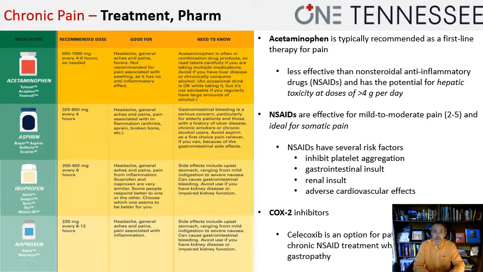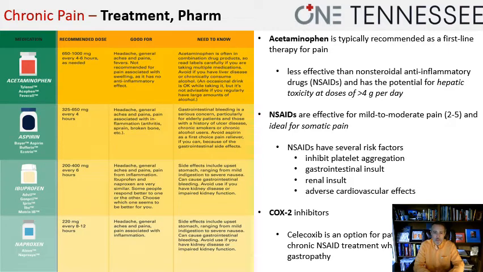It's less effective than non-steroidal anti-inflammatory drugs or NSAIDs and has the potential for liver toxicity at doses of greater than 4 grams per day. On OTC labeling, that's down to 3 grams per day because there are multiple products that our patients could take that contain acetaminophen, and we want to keep them on the low side of that spectrum before they approach that 4 grams.